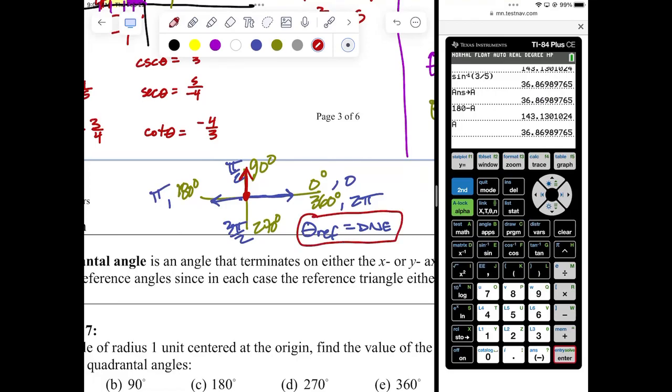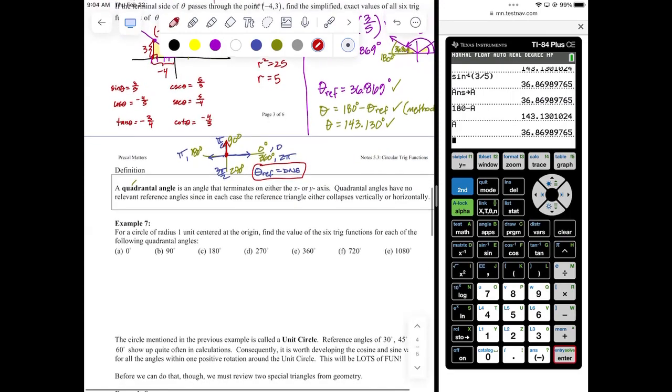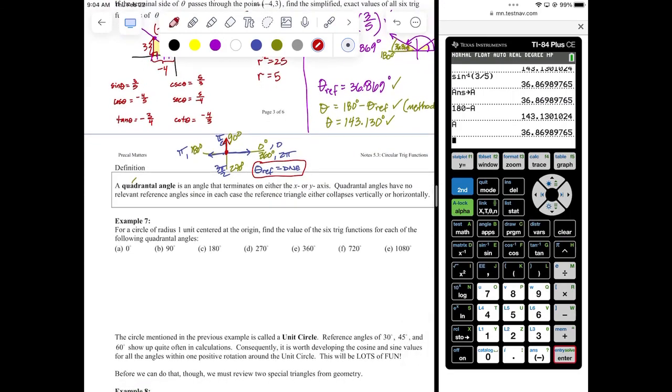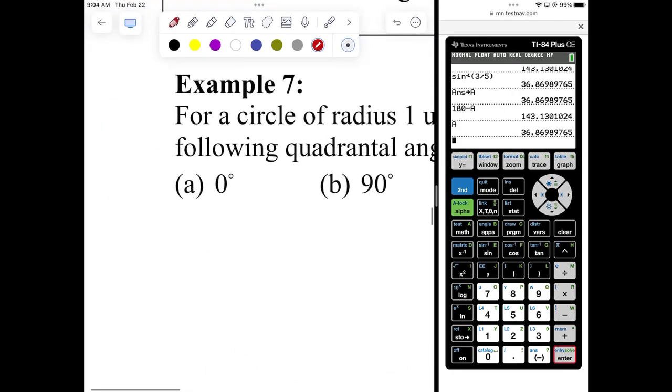So anytime you have an angle that terminates on the x or y axis, there is no reference angle and there is no reference triangle. Now, that doesn't mean that we can't figure out the 6 trig functions for each of them. Okay, they're going to be exceptional. All right, let me show you what I mean here.